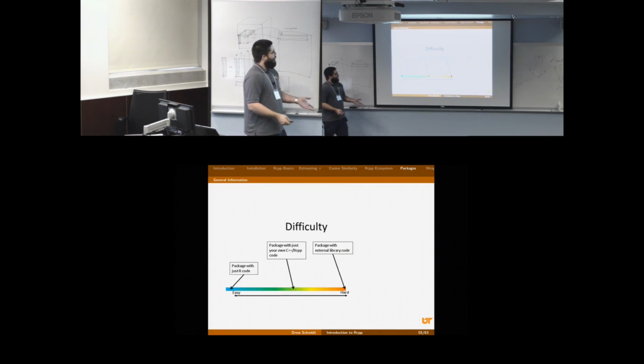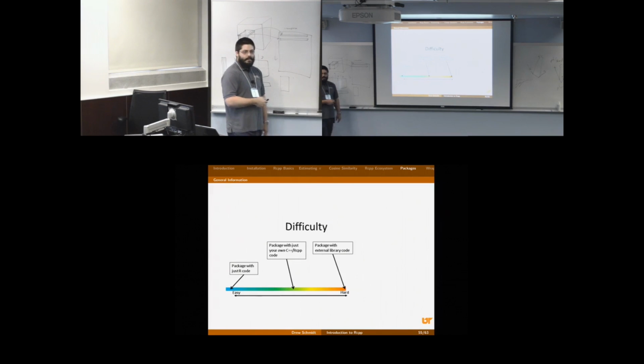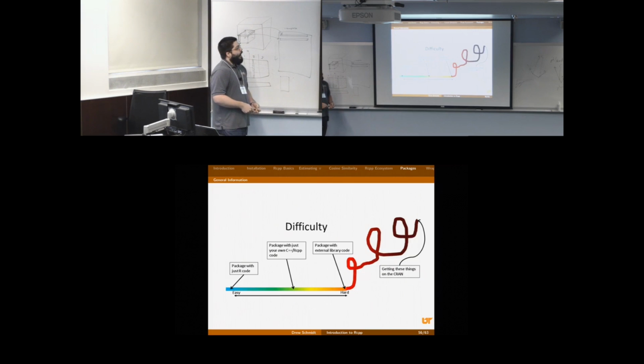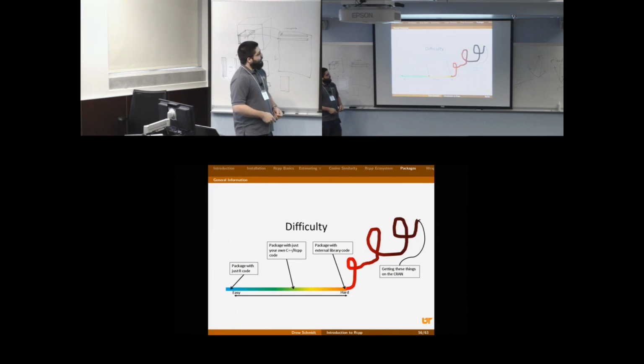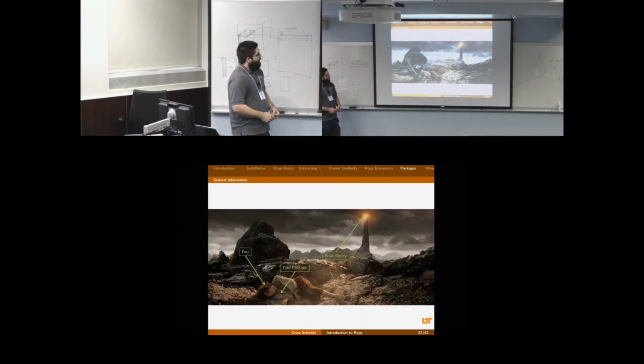So here I've tried to visualize, if you're just working with R code, that's pretty easy, right? If you just have R code, put it in a package, it's easy. It's not hard. A package with your own C++, C, Fortran, Rcpp code, that's harder, but it's not too bad. If you need external library code, now you have to be fairly aware of autotools, and that's harder. Nobody likes it. Now, getting these things on CRAN is another story altogether. That's much harder. And I provided a visualization of how you get your packages on the CRAN. So it's not pleasant, let's say, but it is worth the effort.